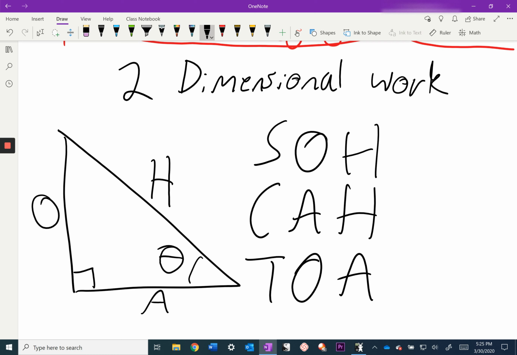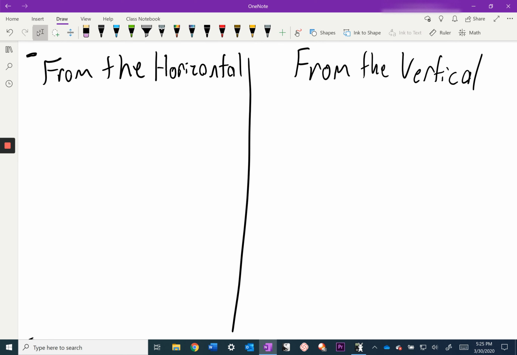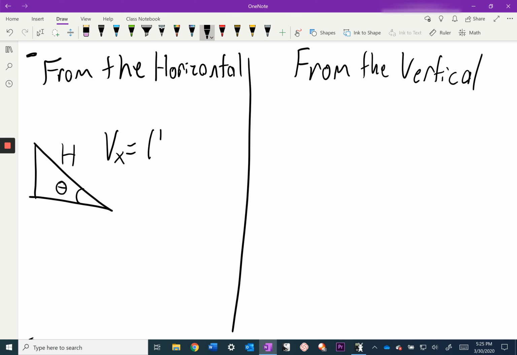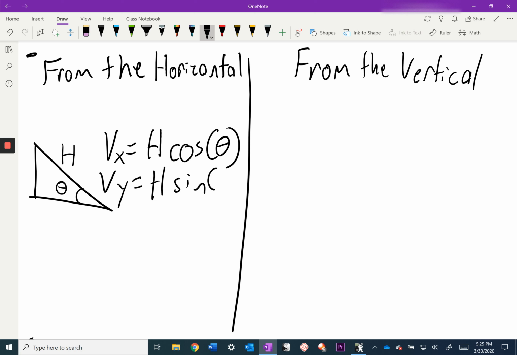Now, if you're someone that doesn't really like trig, there's some key words that you can look for in the problem. If the key word says from the horizontal, your triangle looks like this. Okay? And the x component of the vector is going to be h cosine theta, and the y component of your vector is going to be h sine theta.